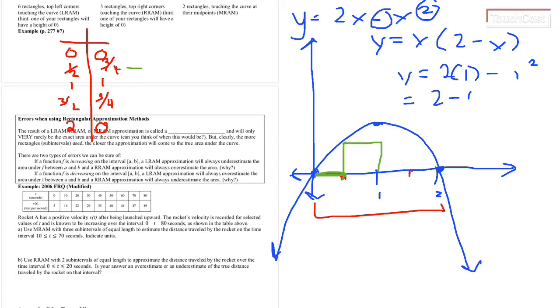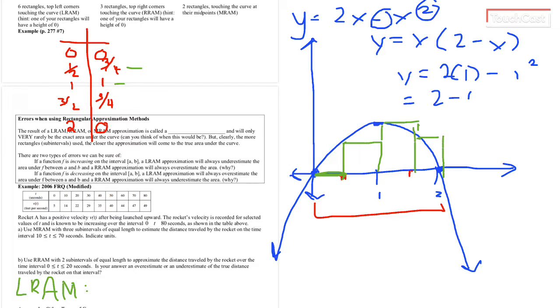My next rectangle is going to have a height of 1 and cover from x equals 1 to x equals 3/2. And then my last rectangle is going to have a height of 3/2. So my last step is to compute the LRAM approximation. That means I'm going to find the areas of those 4 rectangles and add them up. Well, so I'm going to write LRAM.